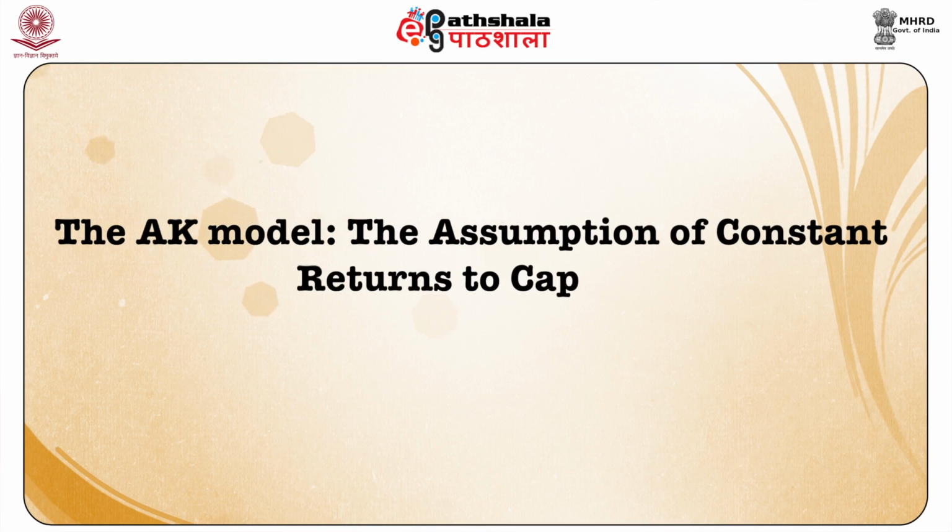The AK model, the assumption of constant returns to capital. We now introduce a simple version of an endogenous growth model where it is assumed that the aggregate output is proportional to capital and there is absence of diminishing returns to capital. The model displays both constant returns to scale and constant returns to capital and is referred to as the AK model. An early version of AK theory was produced by Frankel in 1962, who argued that aggregate production function can exhibit a constant or increasing marginal product of capital. This model deviates from the standard assumption of neoclassical growth theory.